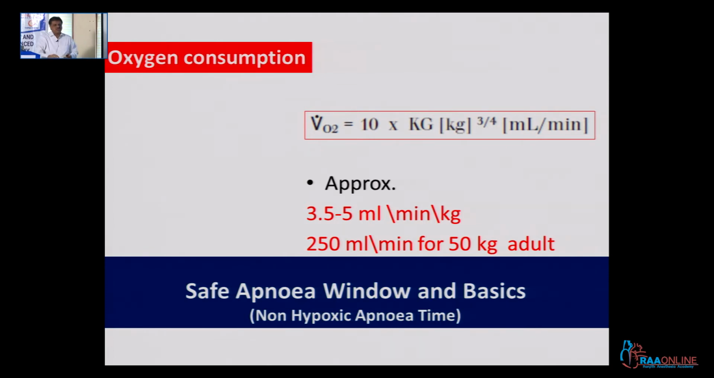So what is our oxygen consumption? That can be easily calculated by Brody's formula. That comes to around 3.5 to 5 ml per kg per minute. So if we take a 50 kg adult patient, that comes to 250 ml of oxygen we are going to consume every minute. That is the metabolic need, the metabolic requirement.